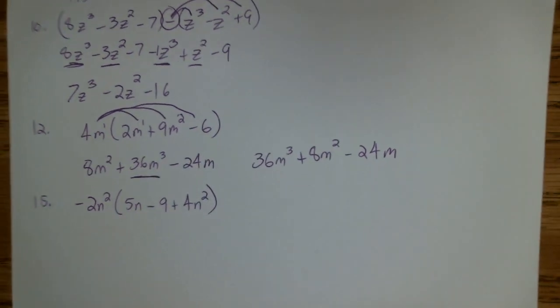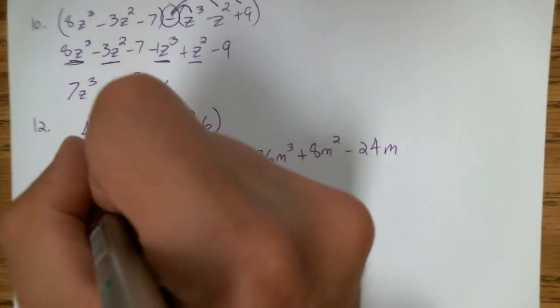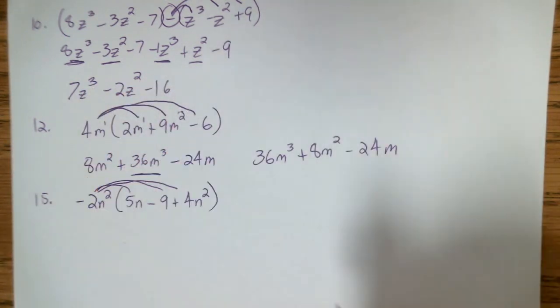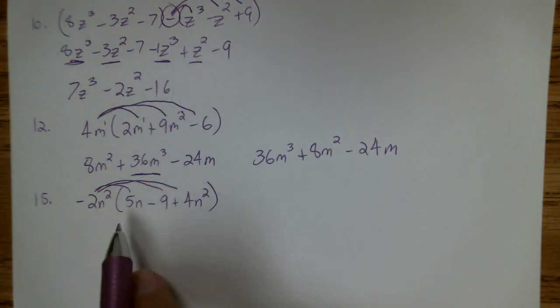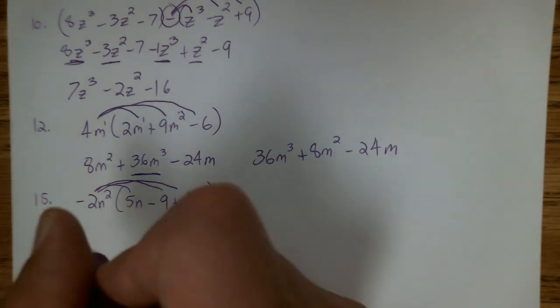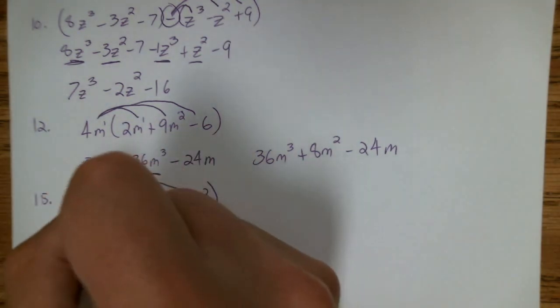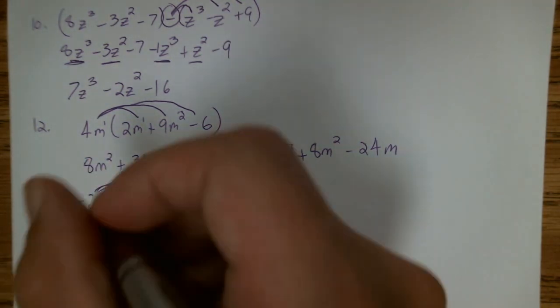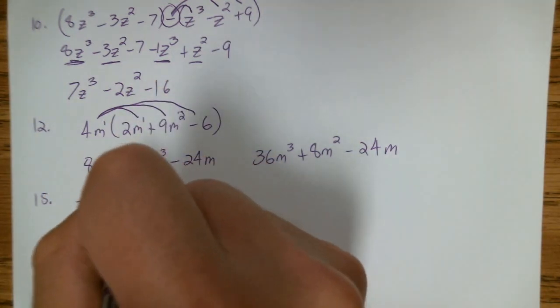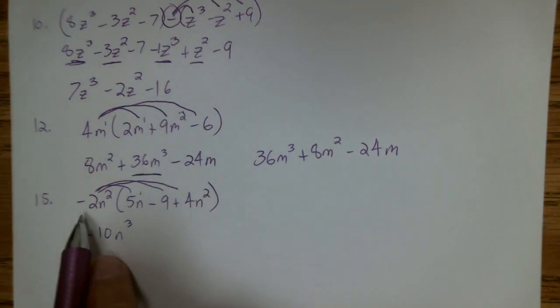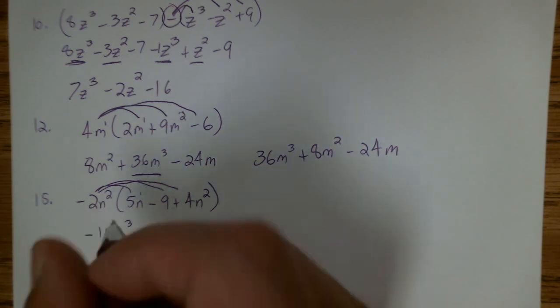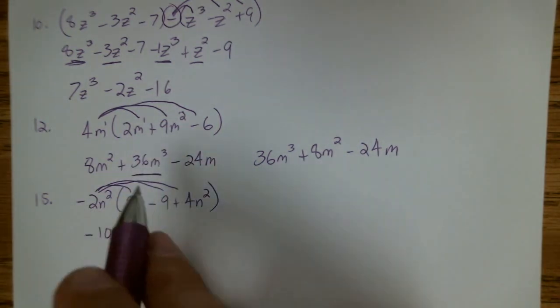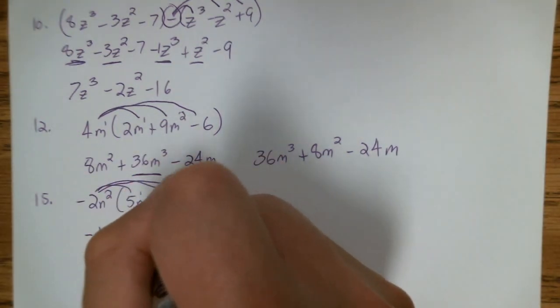Parentheses. Simplify. Once again, this is multiplying using the distributive property. Signs, coefficients, variables. Negative times a positive is a negative. 2 times 5 is 10. N squared times n, add the exponents, that's an n to the 3rd. Negative 2n times negative 9, negative times a negative is a positive. 2n squared times 9 is just 18n squared.